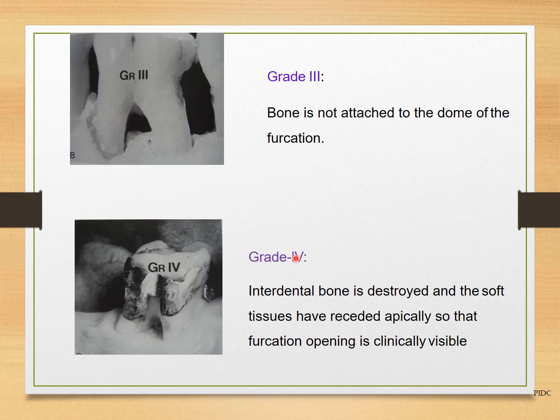Then coming to the grade 3 furcation involvement, as you can see, both the buccal and the lingual walls have been lost, which enables the penetration of the probe through and through. No bone is attached to the dome of the furcation. And grade 4 is the same, that is, the interdental bone will be destroyed, which permits through and through. But in grade 3 it will be covered by soft tissue, and in grade 4 it will be clinically exposed.